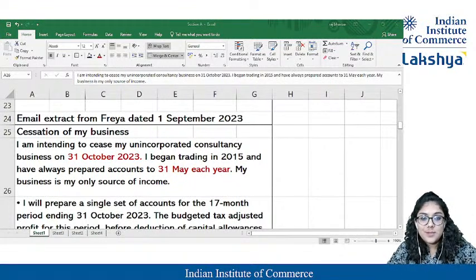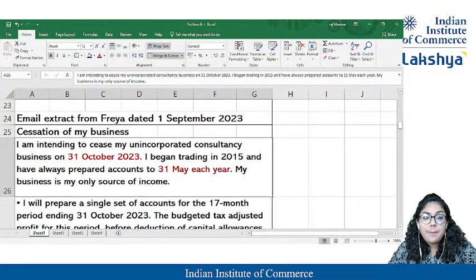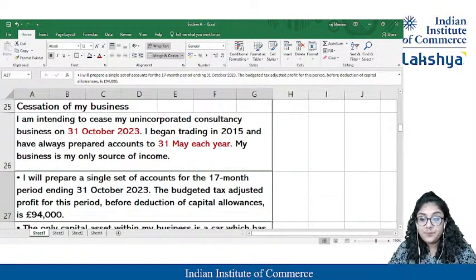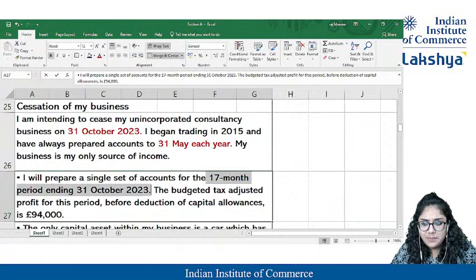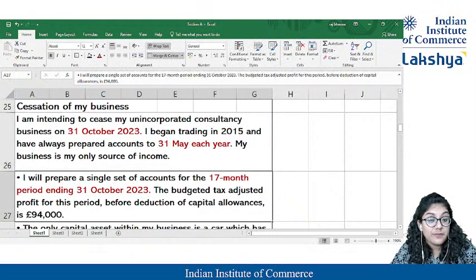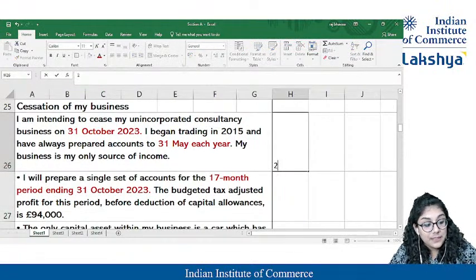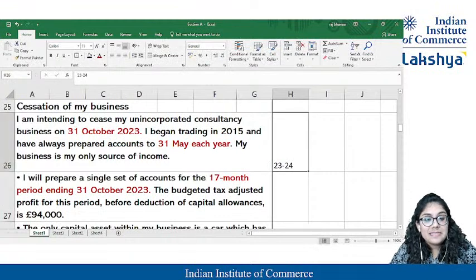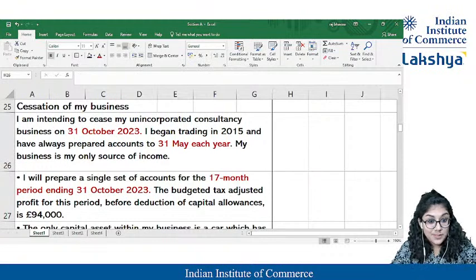So, let's read what they have asked us. My business is my only sole income. I will prepare a single set of accounts for 17 months, till 31st October. It's not wrong, it's perfect because it's 23-24 only. The year ends in 23-24, and the cessation of the business also happened in 23-24 itself.